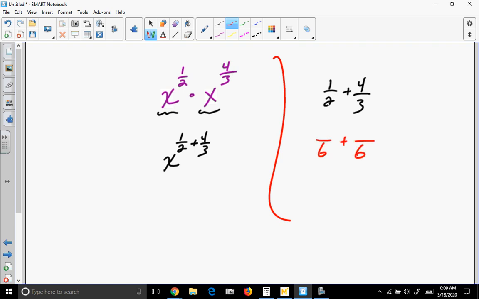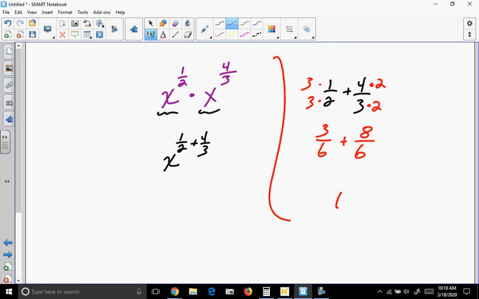How do we turn this denominator into a 6? What do we multiply it by? What do we multiply this by? On the bottom, on the second fraction, we multiply it by 2, so we have to multiply the top by 2. So that makes 8/6.